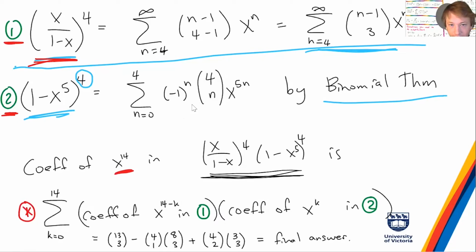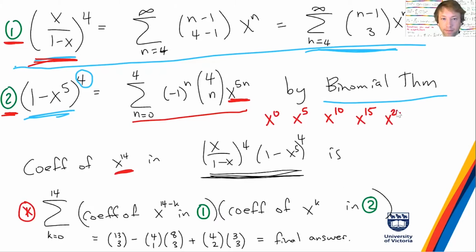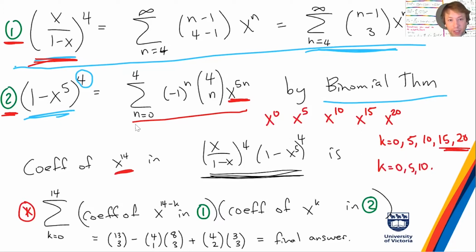And then you notice here that the only exponents that have a non-zero coefficient in the second expression are x to the 0, x to the 5, x to the 10, and x to the 15. So all we have to do is look at those terms, 5, 10, or 15, but actually 15 doesn't work because we're only going from 0 to 14. We have to look at k equals 0, 5, or 10. And then we just plug in the coefficients.